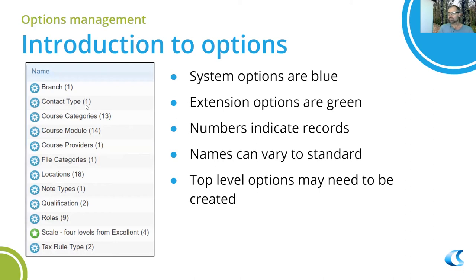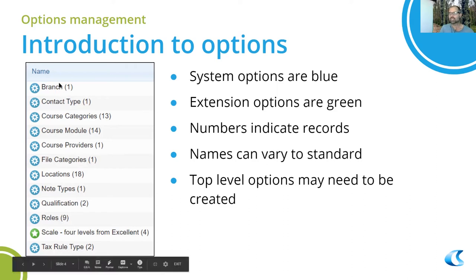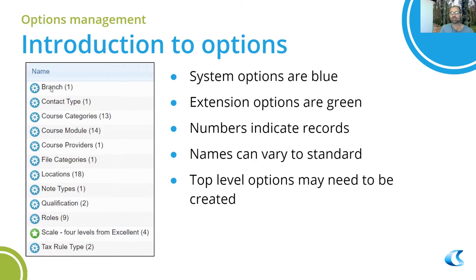Okay, so here are some of the options that we have. You might be familiar with this when you click on options, and you might not be able to see all of these, but some of them. So we've got the branch, which is the definition of who is delivering, or who is responsible for communicating with the students. So often you'll see your emails come from branch. That's where the branch email is defined. Contact types, often we've just got one in there, which is the student or the customer.